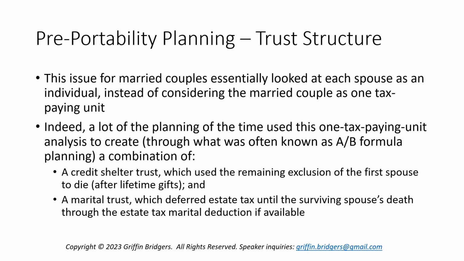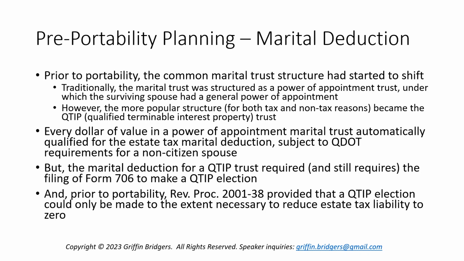And that had the effect of, one, avoiding estate tax at first death through the estate tax marital deduction if it was qualified and available, and two, it essentially, for economic purposes, deferred estate tax until the surviving spouse's death, so that at the surviving spouse's death, whatever their applicable exclusion was would offset estate tax on the combination of their estate and the marital trust, or at least the portion of the marital trust that was subject to the estate tax marital deduction at the time of death of the first spouse to die.